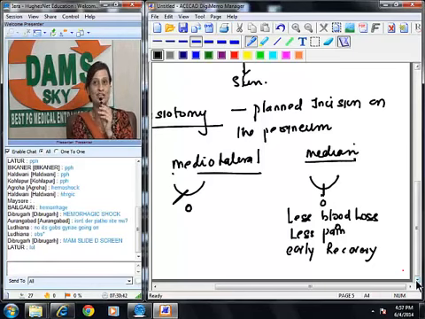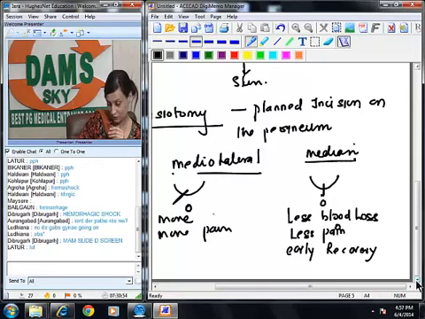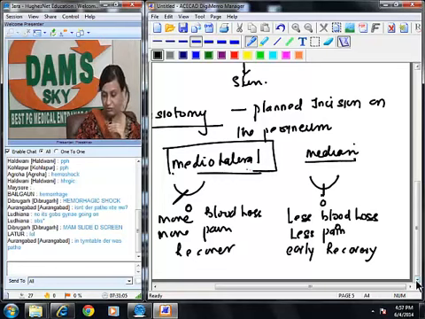Anyways, so there is less blood loss, less pain, and early recovery in a median episiotomy, whereas in mediolateral all these are more: more blood loss, more pain, and it takes longer to recover. But even then, I tell you that we prefer to give mediolateral episiotomy. Can anybody tell me why?